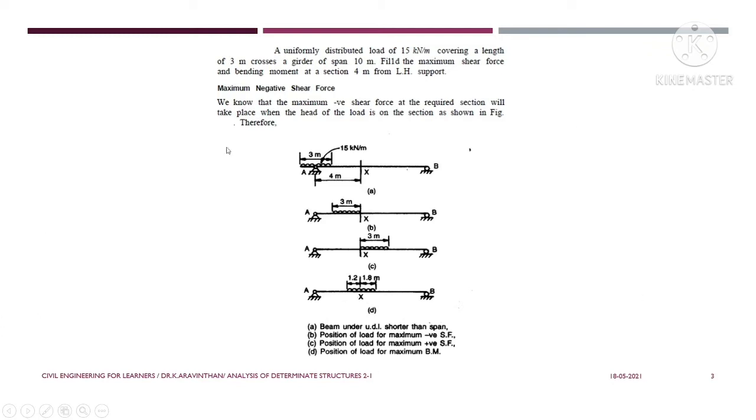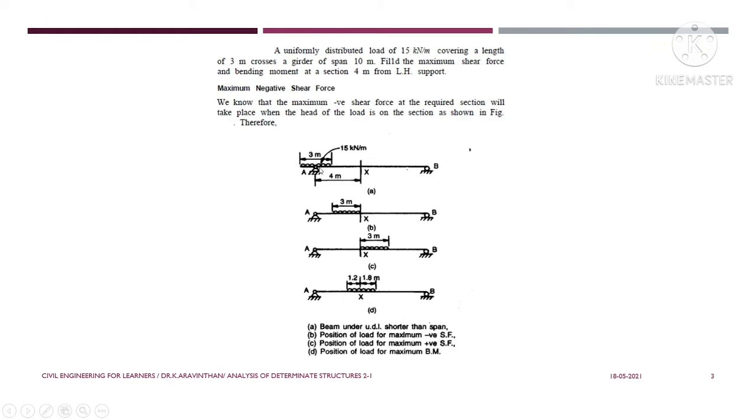We are not bothered about what the absolute maximum bending moment is, at a particular section. This beam has a total length of 10 meter. So whatever might be its distance, we are only interested in the 4-meter distance. At this point of the beam, what is the maximum positive and negative shear force and also the maximum bending moment?